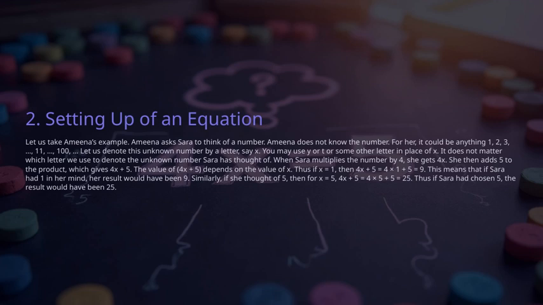And if Sarah's number was 5, then 4 times 5 is 20, plus 5 makes 25. So when x equals 5, the expression 4x + 5 equals 25. This illustrates how the expression we create, 4x + 5, changes depending on what number Sarah is thinking of. This is the foundation of setting up an equation, using a letter to represent an unknown, and then expressing relationships involving that unknown. It's a powerful way to translate real-world problems into mathematical form.